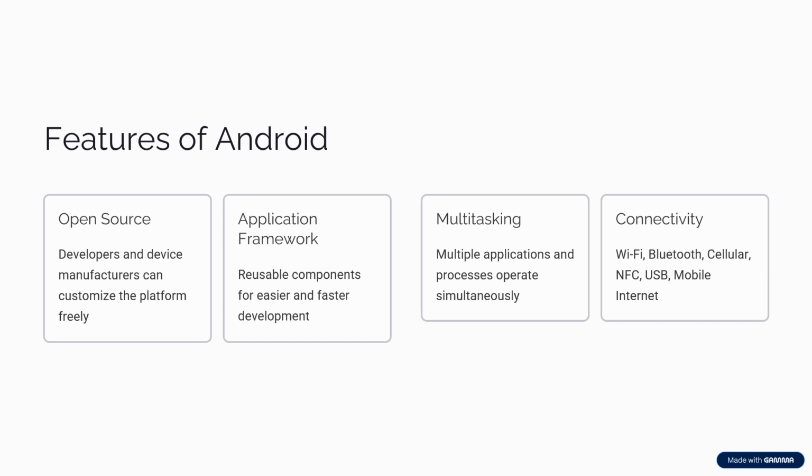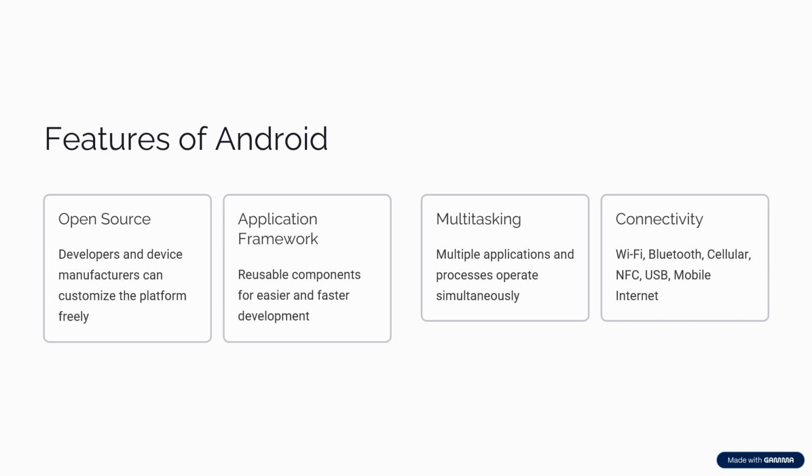The second one is the application framework. Android provides a framework containing reusable components. Developers can use these components to build applications more easily. The third one is multitasking. Android allows multiple applications and processes to operate at the same time. For example, a user can listen to music while browsing the internet.